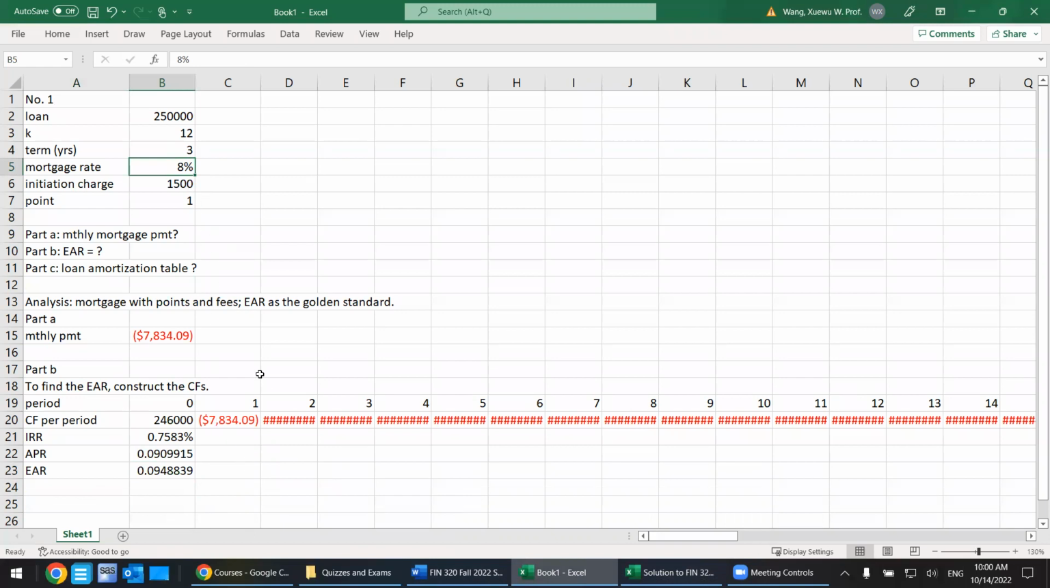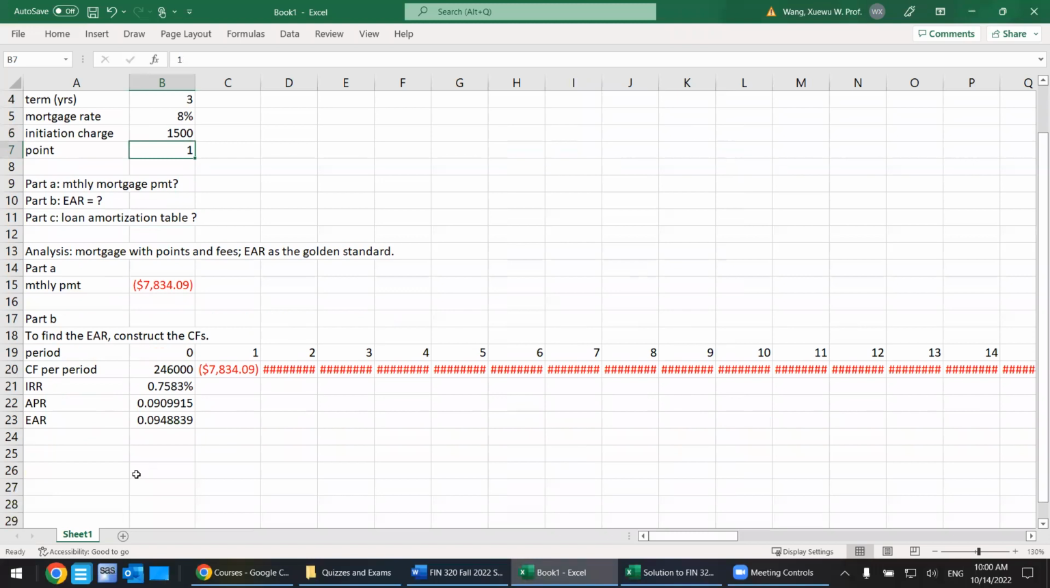Why is that? Because number one, you're paying monthly. Number two, you're actually paying $1,500 upfront. Number three, you're buying 1 point. Okay. All right. So let's look at part C here.